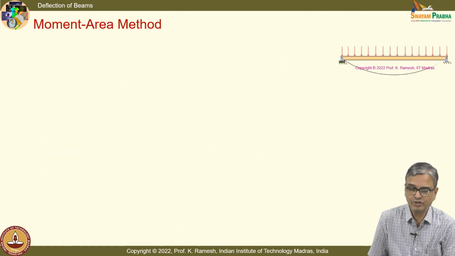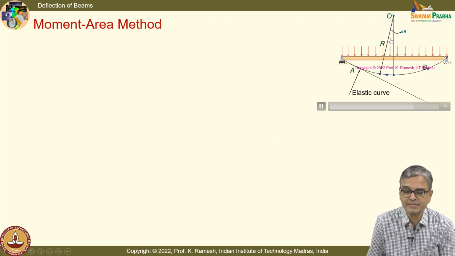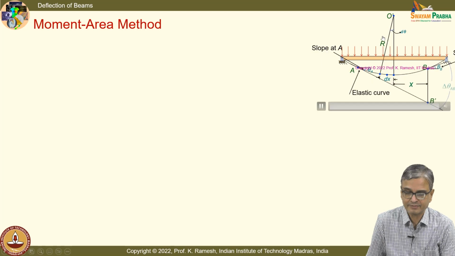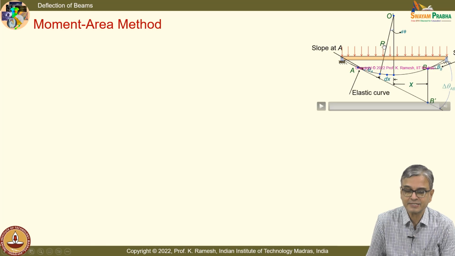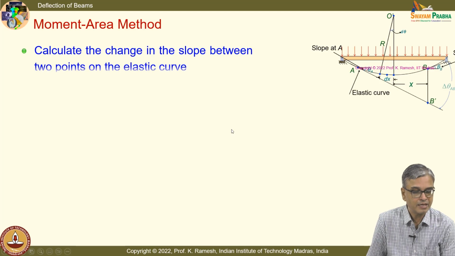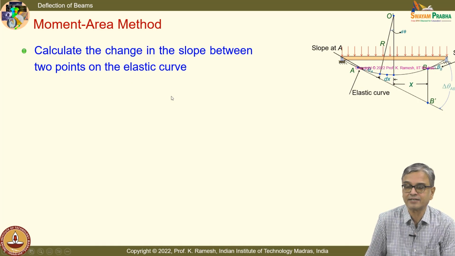And here again, people use, instead of rho, the symbol r as a radius of curvature. And what you have here is, on the deflected beam, I have a length dx that can be expressed as r d theta. That's what I am going to use. And the first theorem is like this: calculate the change in the slope between 2 points on the elastic curve.